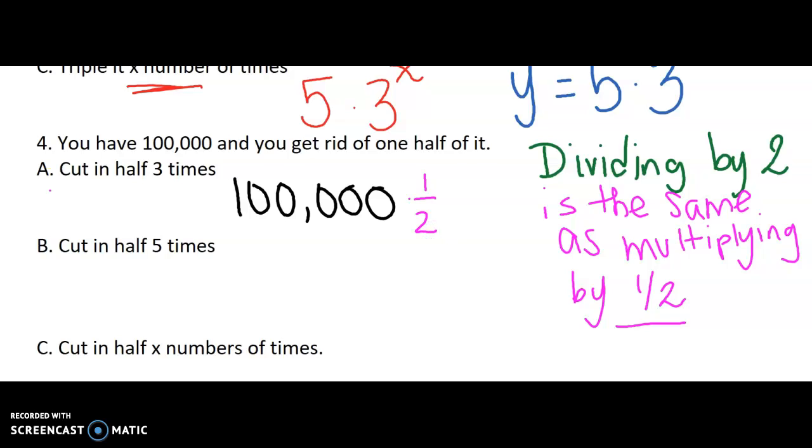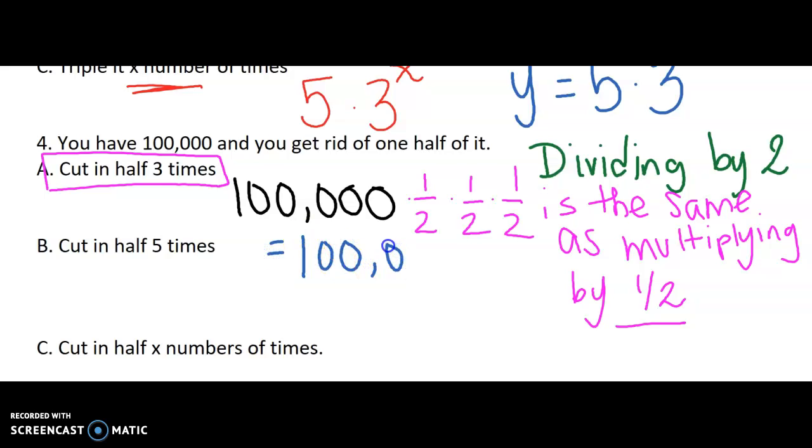Now, I want to cut it in half 3 times. So I want to cut it by 1/2 3 times. So I'm going to write it like this. And so if I were to try to write this as an expression, I'm going to do 100,000 times 1/2. And to what power do I raise this? To the 3rd power.